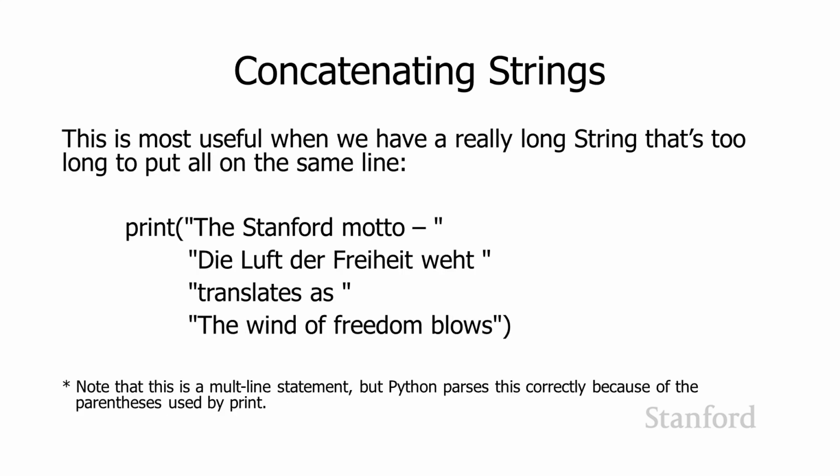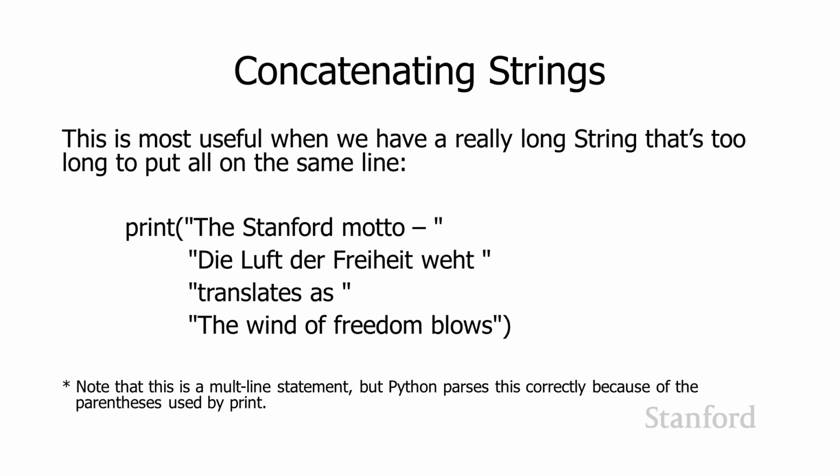This can be useful when we have a really long string. Here I'm using the Stanford motto. I'm not going to attempt to read it, I don't know German at all. The Stanford motto translates as the wind of freedom blows. Maybe that's a little bit too long to fit on a single line, so I want to put it across multiple lines. I'm going to do that by breaking it down into individual strings.